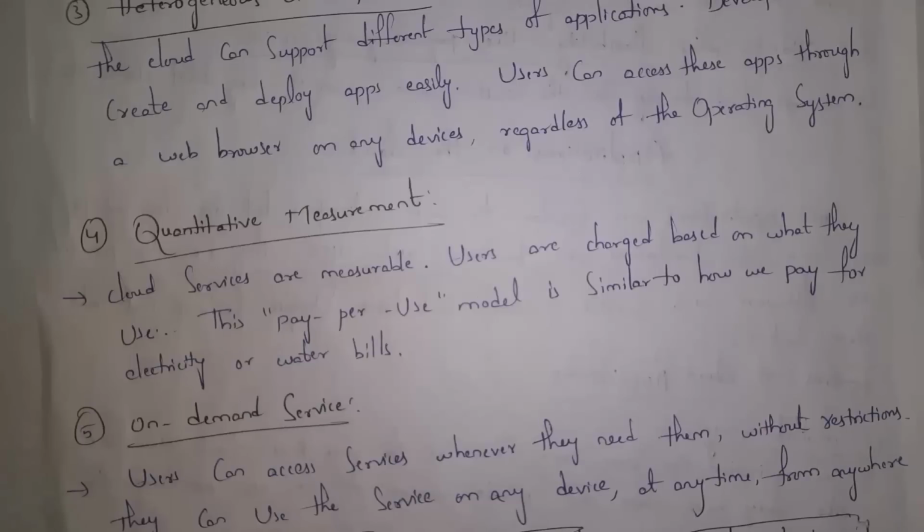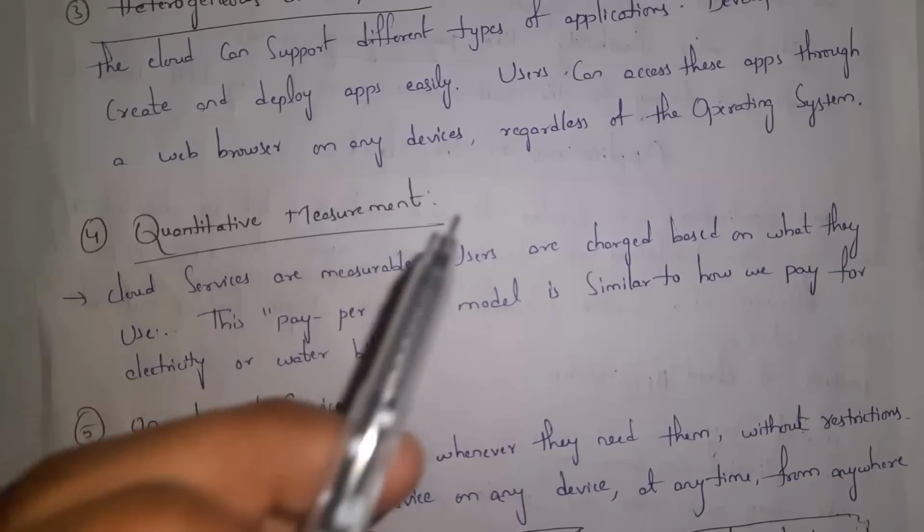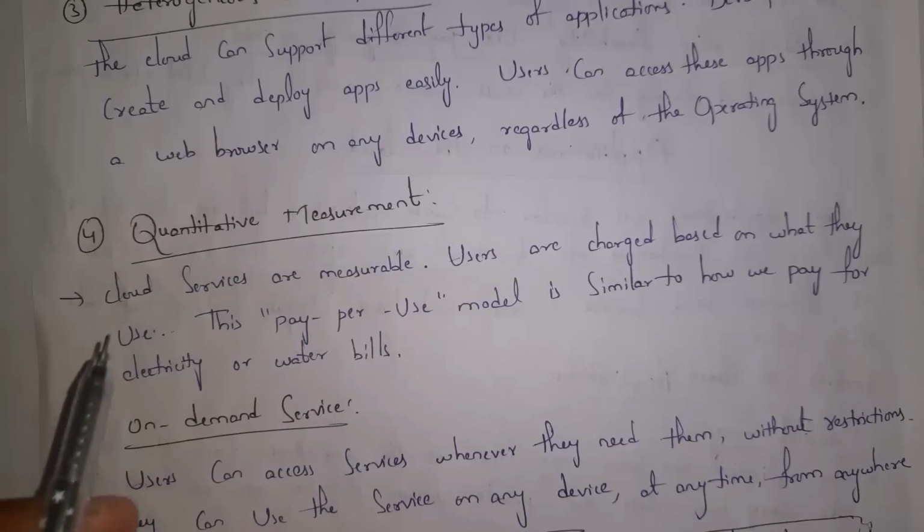And fourth one is quantitative measures. Guys, if you consider web applications, even though if you use or don't use that app, you need to pay money. But whereas if you consider cloud applications, how much time we use cloud applications, only for that we need to pay money. Cloud services are measurable. Users are charged based on what they use and how much time they use, only for that they need to pay money. Same like paying electricity bill and water bill based on what we use.